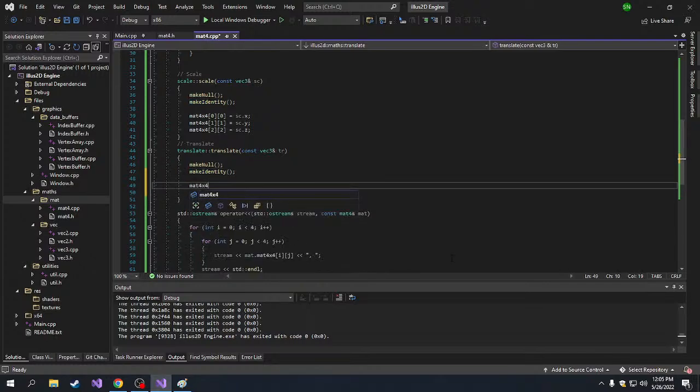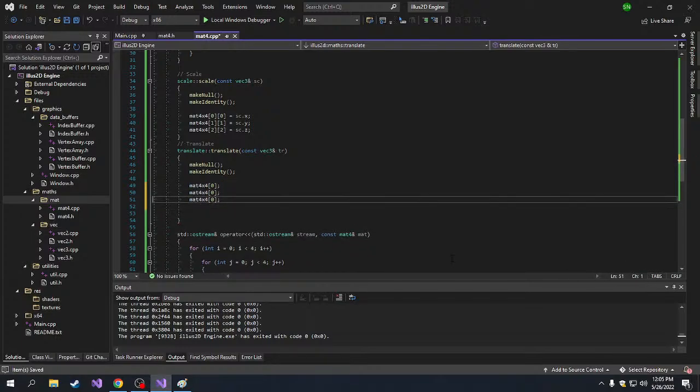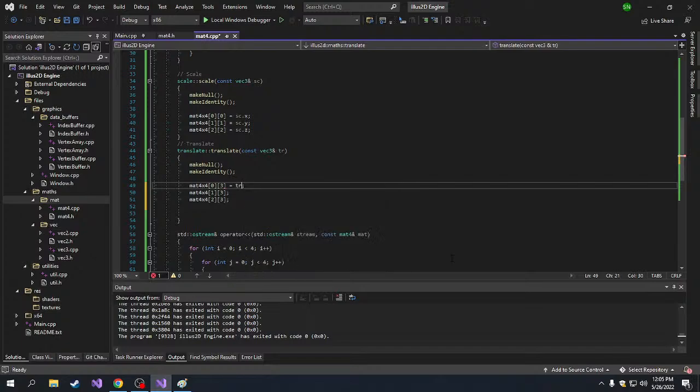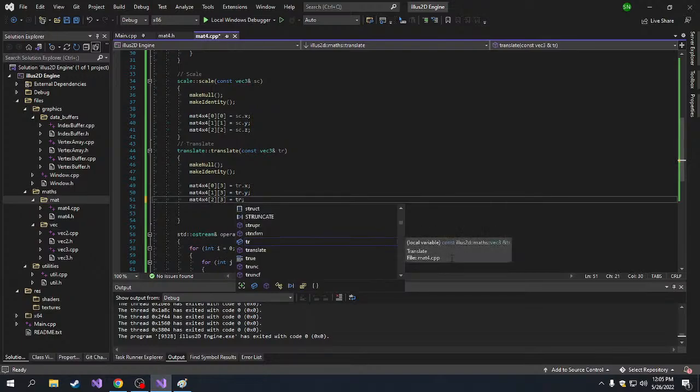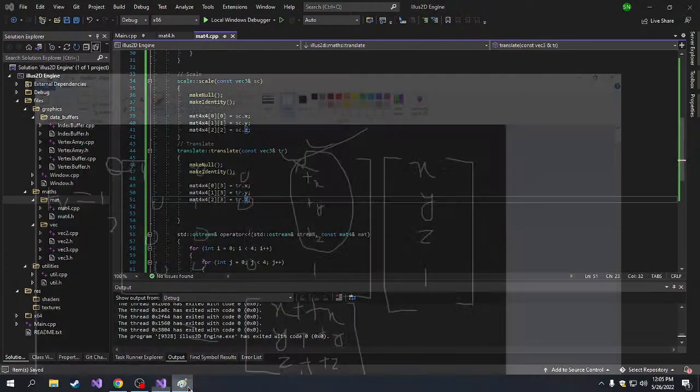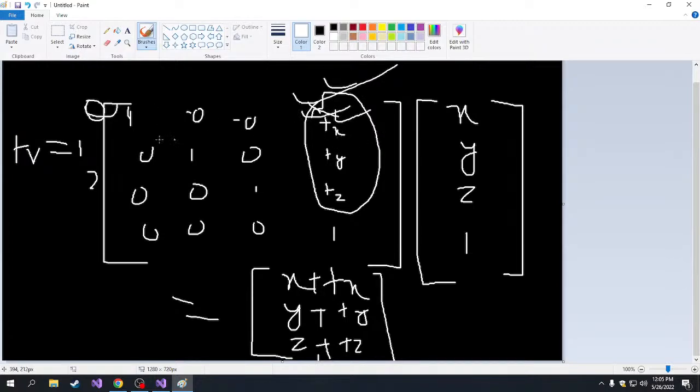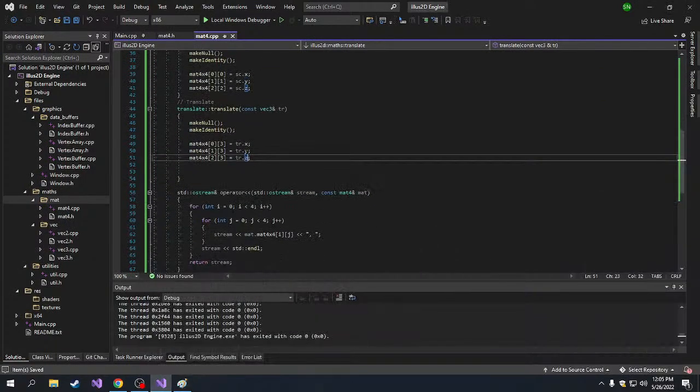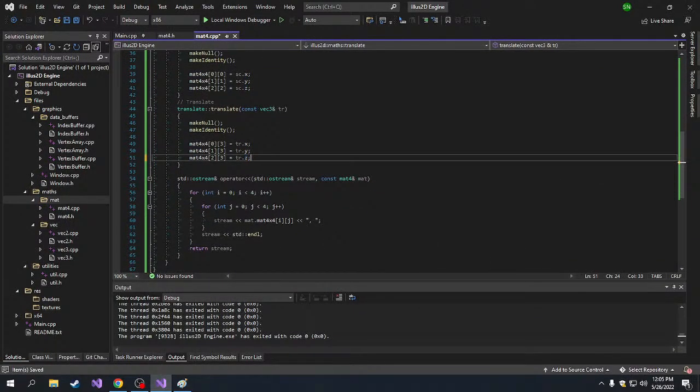So we'll do mat 4 times 4. We'll have 0, copy 3 times. I'll put 0 for 1, 1 for 2, and this can be 3, 3, 3, and this is going to be tr dot x, tr dot y, tr dot z. So we're just setting the third value from the index, so 0 1 2 3, to be the value the user passes. Okay, cool. So this should be our matrix.